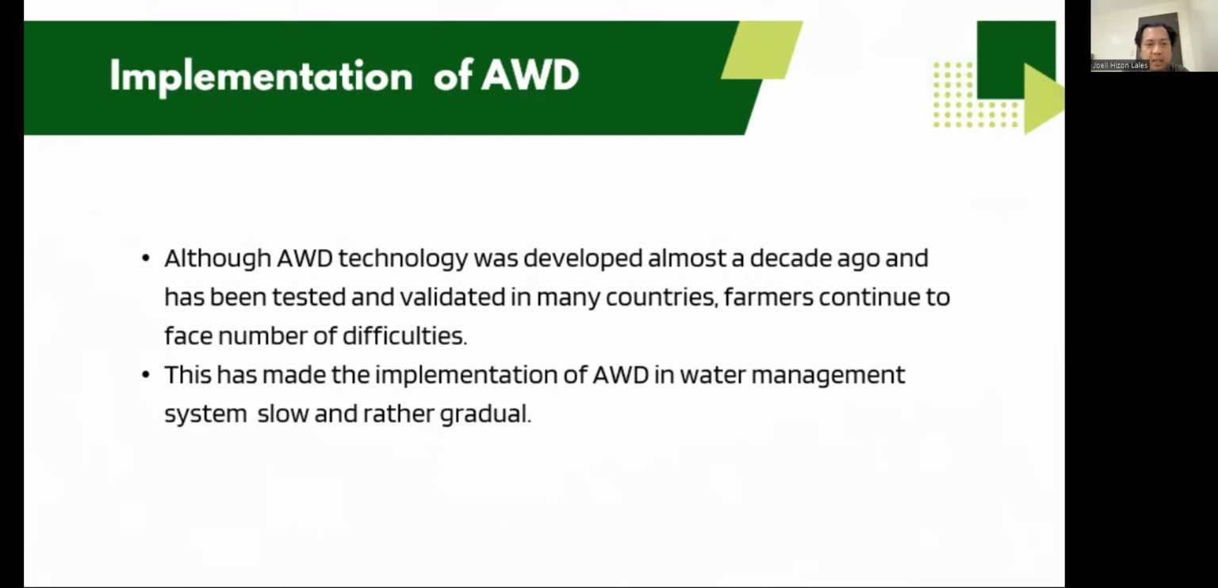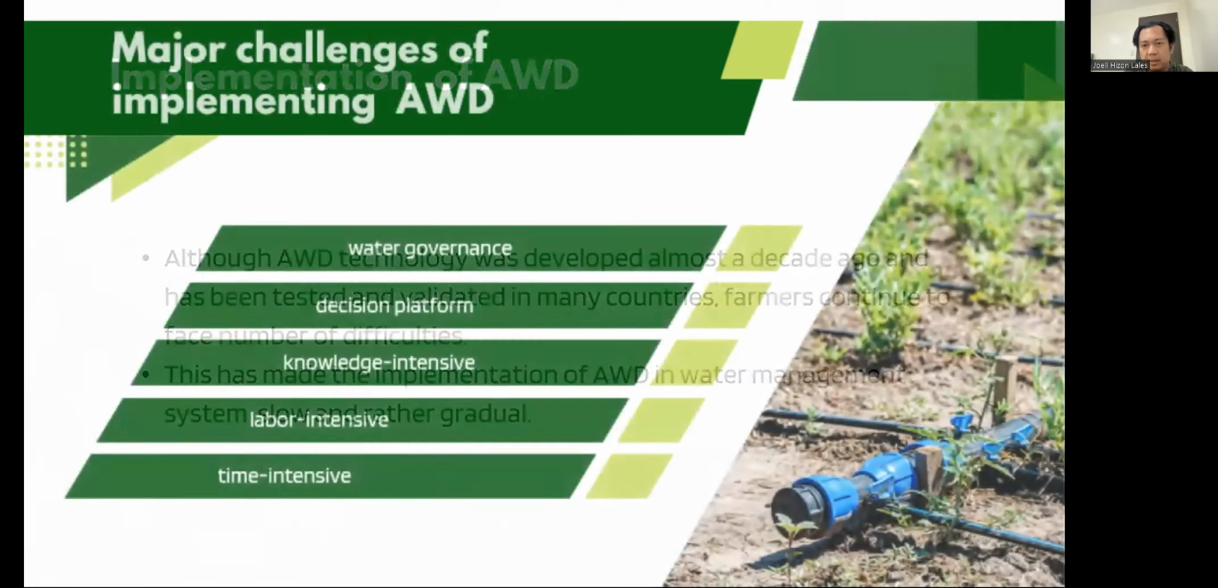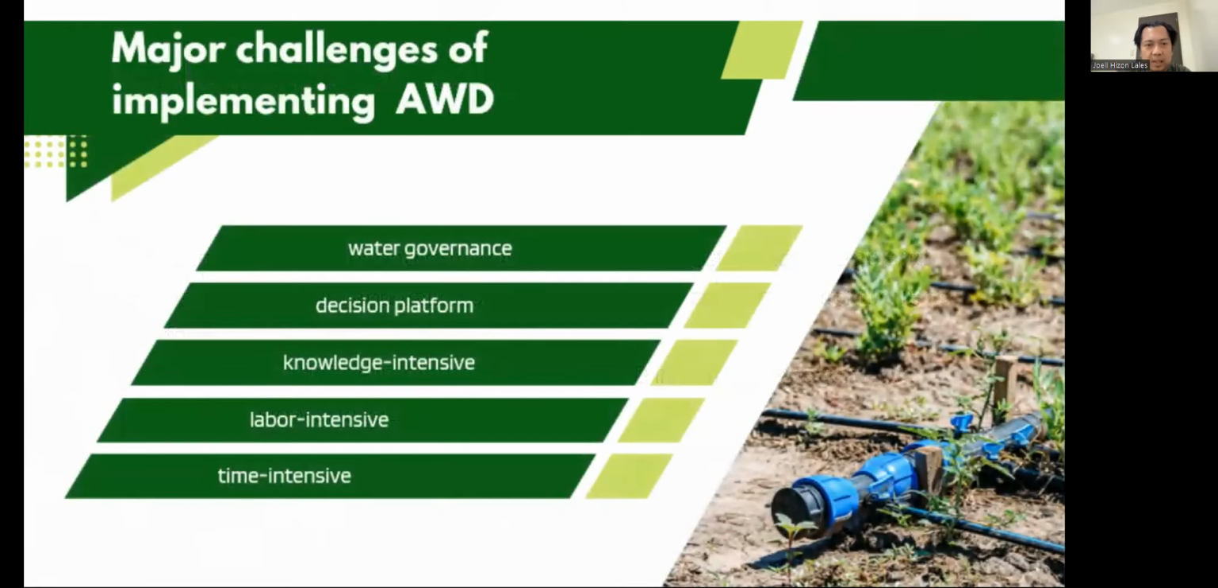No? Sabi nga dito, slow and rather gradual. No? So maybe it really needs this kind of technology for us to better bring this to scale. So challenges of AWD: water governance, lack of decision platform, kulang tayo sa knowledge, labor intensive. We want the technology to work for us. Yun naman ang gusto natin dyan, di ba? We want the system, we want machines, we want robotics to assist the farm.